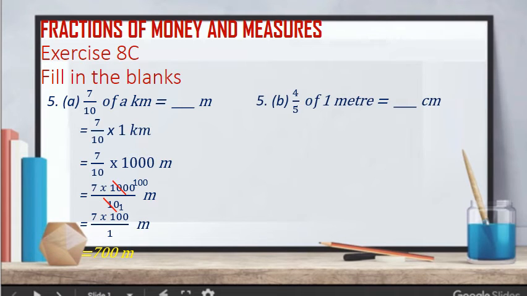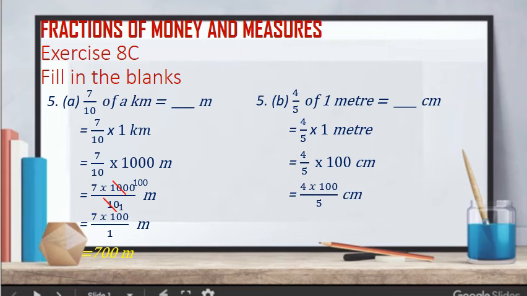So this is question number 5, B part. Here we have 4 by 5 of 1 meter is equal to dash centimeter. So we have to find out that 4 by 5 of 1 meter is equal to how many centimeters. Now children, we know that 1 meter is equal to 100 centimeters. So 4 by 5 of 1 meter can be written like this: 4 by 5 multiplied by 1 meter, which in turn can be written as 4 by 5 multiplied by 100 centimeters, because 1 meter is equal to 100 centimeters. Now children, this in turn is equal to 4 multiplied by 100 upon 5 centimeter.